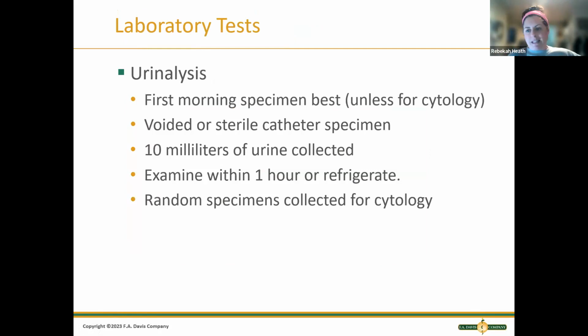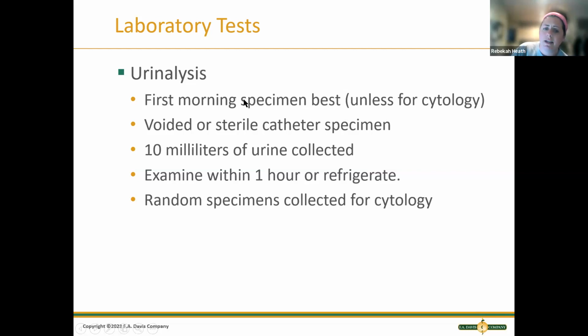So what are some tests we're going to do on our patients who have kidney issues? Well, a urinalysis. Sometimes this is called a UA, like urine analysis. Most of the time, we want to get the first void of the morning. If somebody is having sudden symptoms and we want to get a test right then, we might just go with whatever, but usually the first morning void is the one you want to go with.